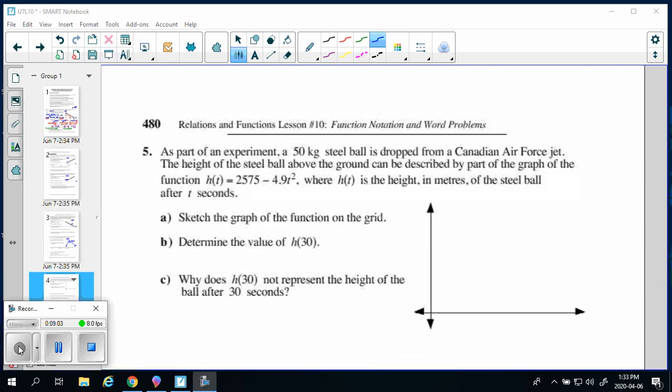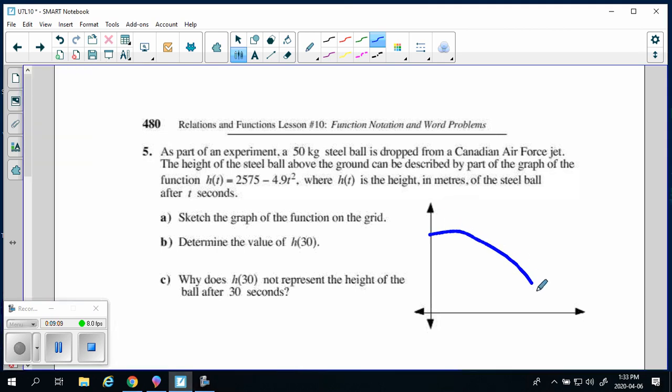The last question on page 480 is a piece of a parabola. So it starts here and goes down like this. And it hits the ground at 22.924 seconds. And here's the height. And the starting height was 2575.